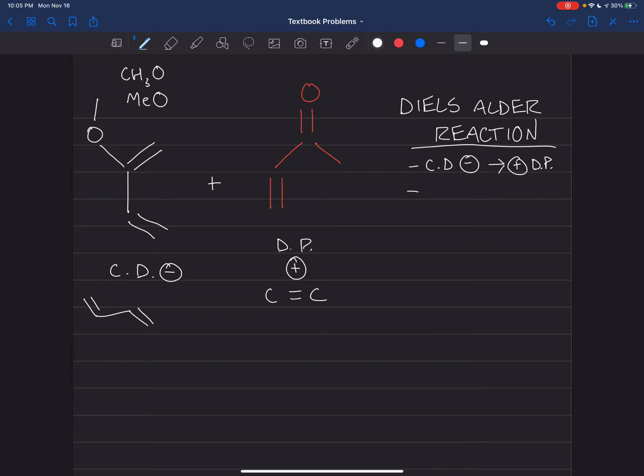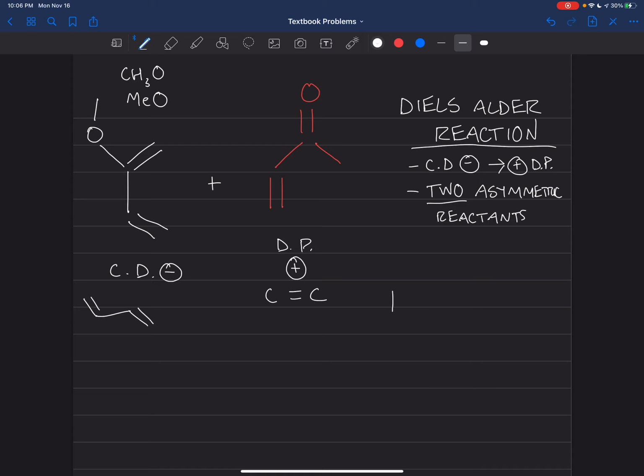Here's the other thing. Here's the huge thing that I feel like wasn't mentioned. This type of Diels-Alder reaction that I'm about to do only occurs when you have two unsymmetrical or asymmetric reactants, okay?